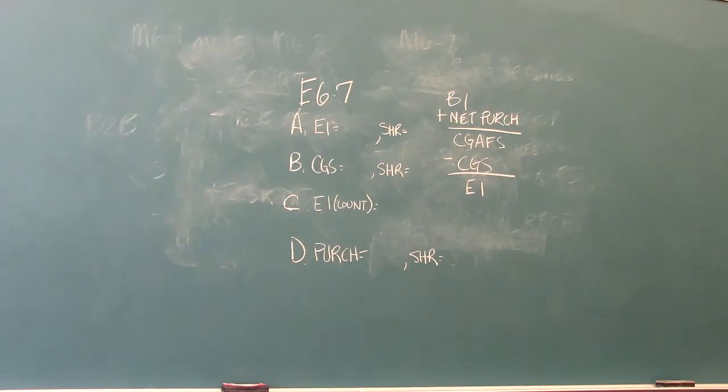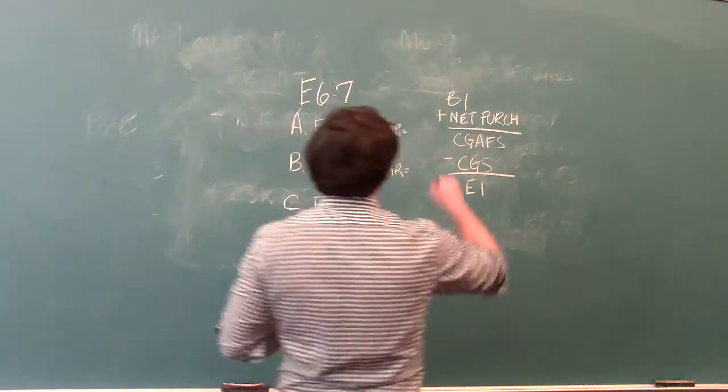Okay, the next one on our list is E67. E67 asks us to calculate the missing information for each of the following independent cases. They give us cases A through D. And then they give us some items that we can say are listed in the cost of goods sold equation.